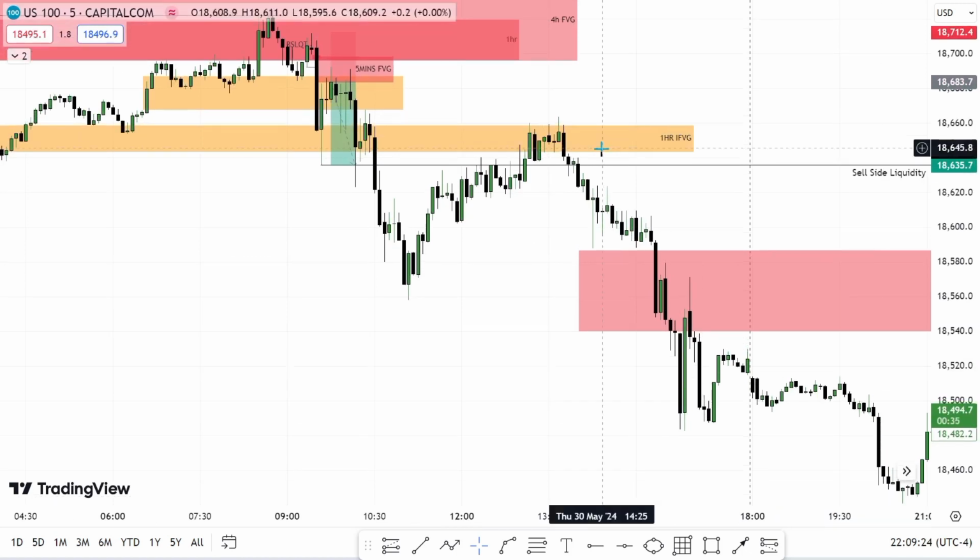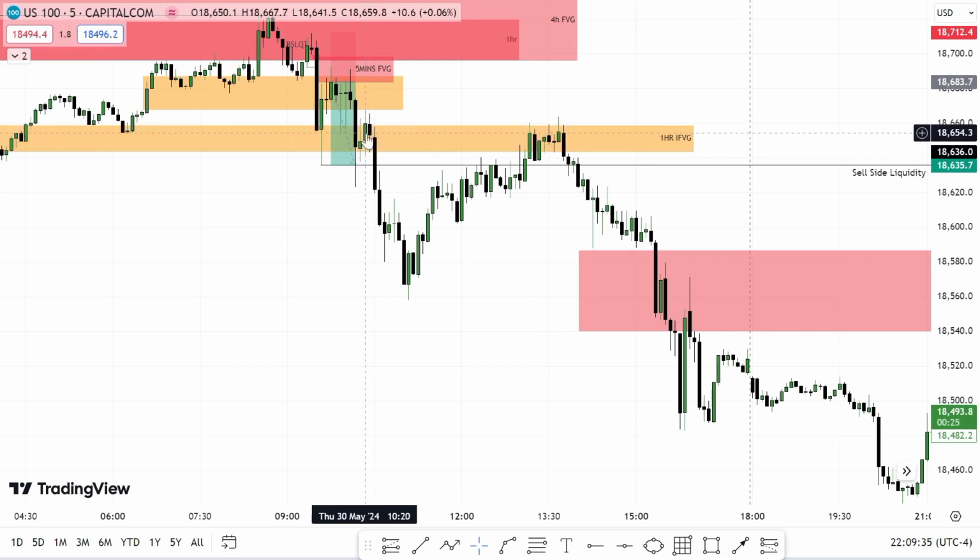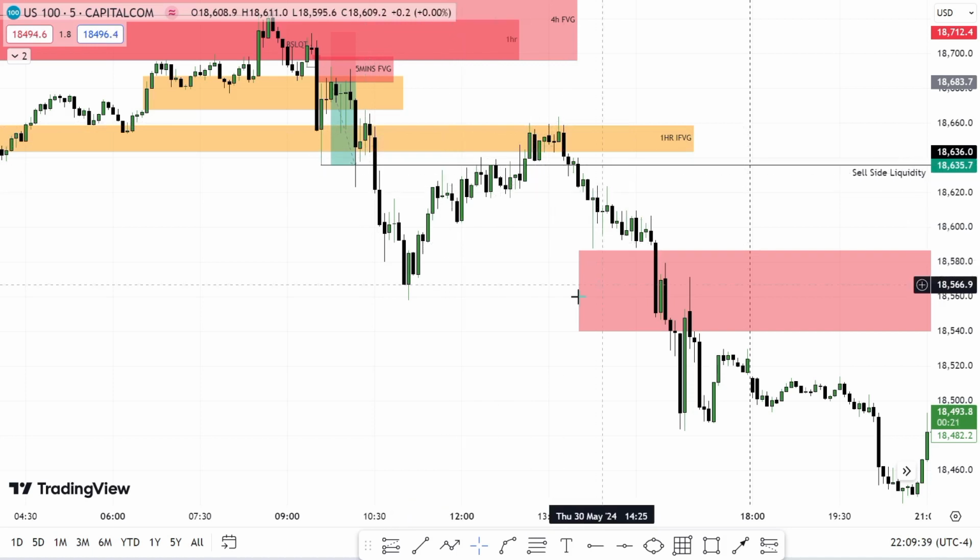So now you see how it came here, right? Just at this inversion fair value gap here. And now we have these two consecutive green candles, up close green candle, okay? And going to the 1 minute time frame.